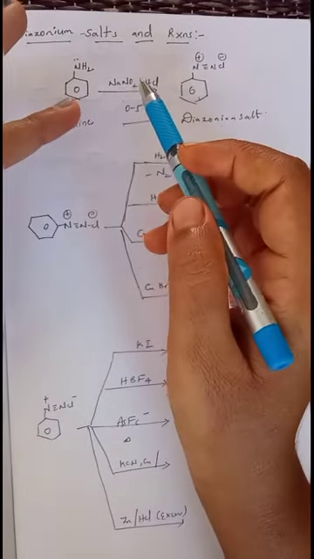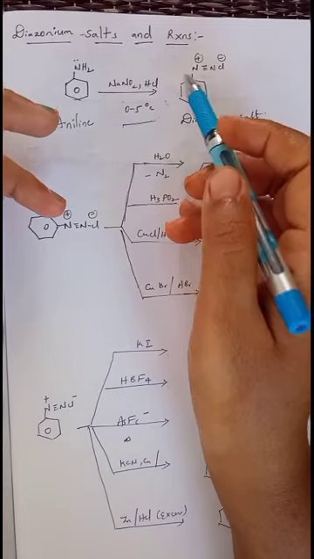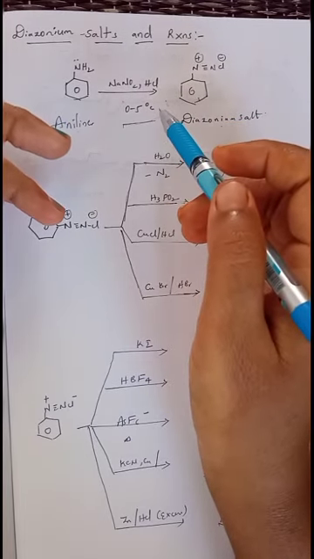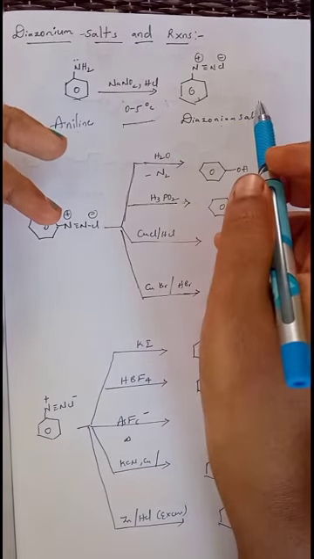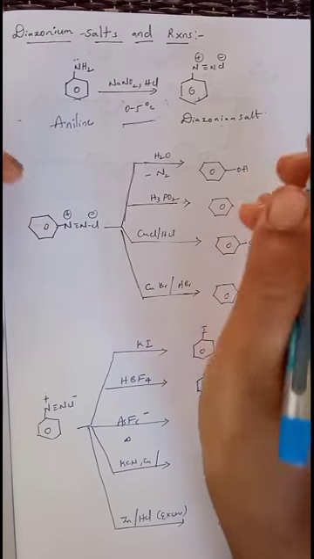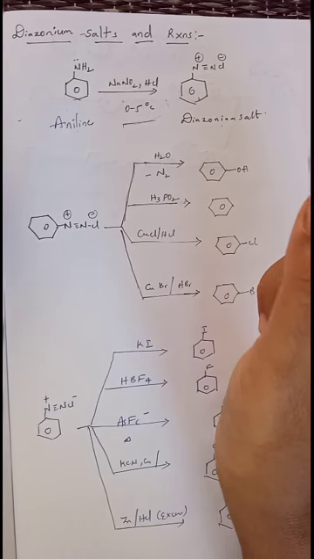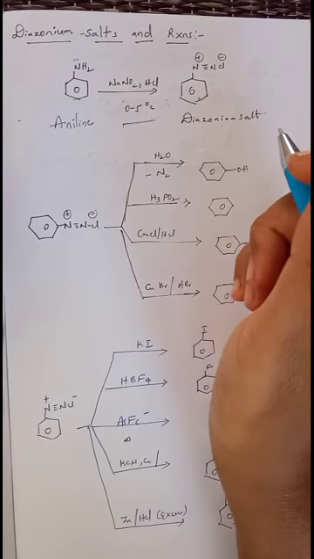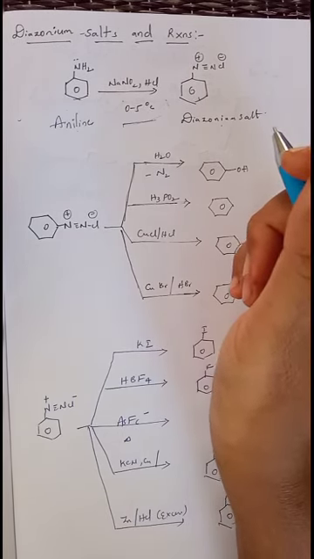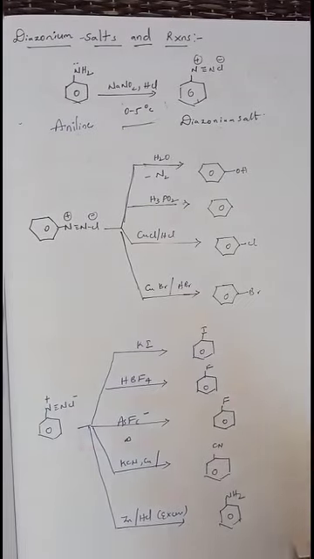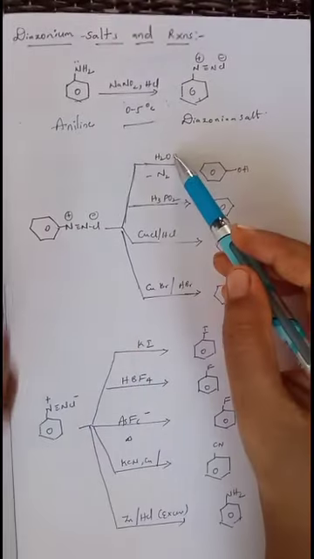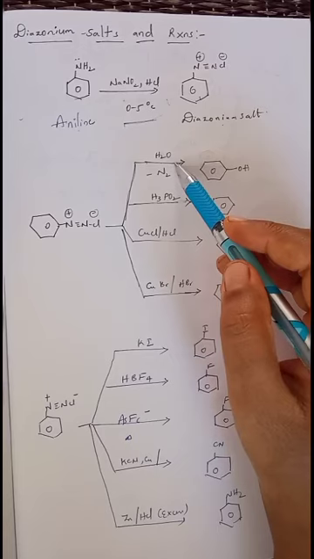When aniline undergoes reaction with sodium nitrite and HCl at 0 to 5 degrees Celsius temperature, it can be converted into diazonium salt. Okay, now we'll see about the chemical properties of diazonium salt. There are several chemical properties of diazonium salt. In that, the first one is when diazonium salt undergoes hydrolysis, that is nothing but addition of water.